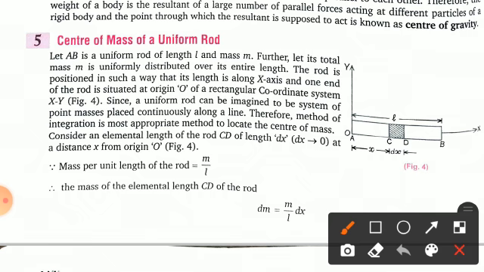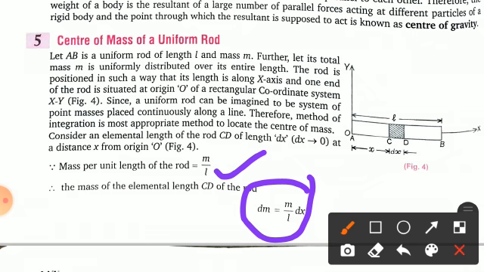As you know very well, mass per unit length is equal to m by L. Therefore, the mass of the elemental length CD of the rod is dm, which is also very small, so we can write this formula as dm equals m by L into dx. Clear?